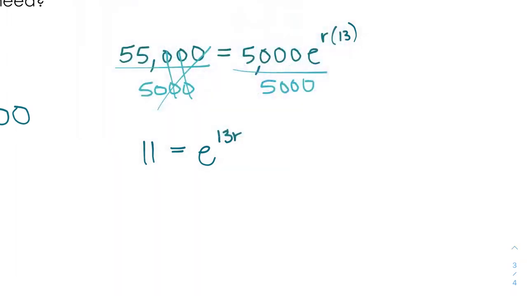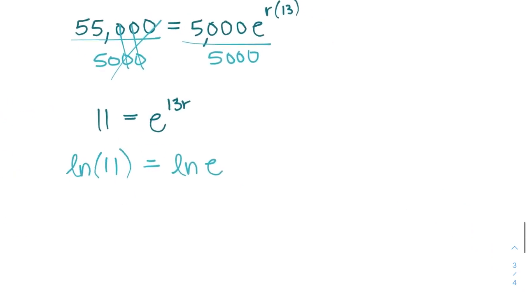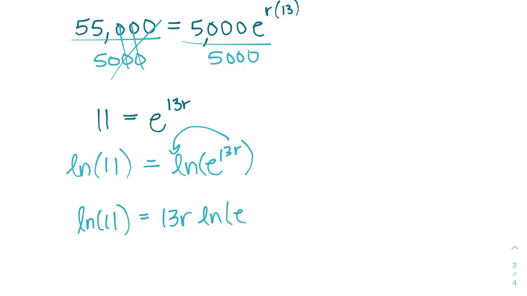At this point, we would then take the natural log of both sides. So natural log of 11 equals natural log of e to the 13r. And again, we do the log because it allows us to use the power property. We do natural log because it's log base e, and we've got an e here. So my exponent would come down. So I have natural log of 11 equals 13r natural log of e. And again, natural log of e is just 1.